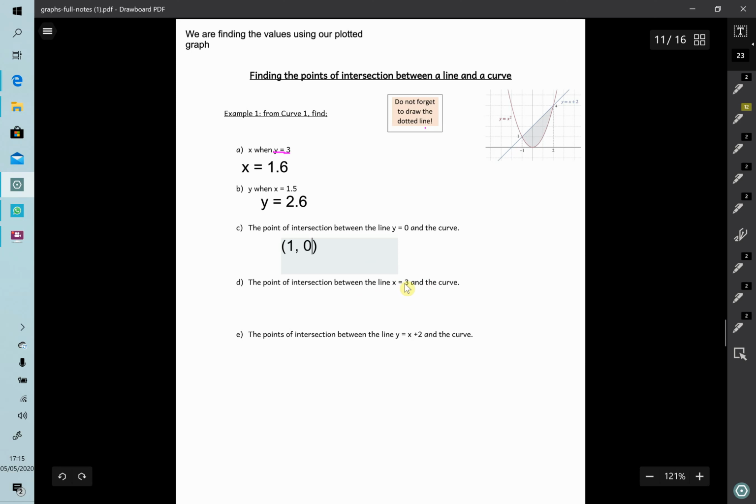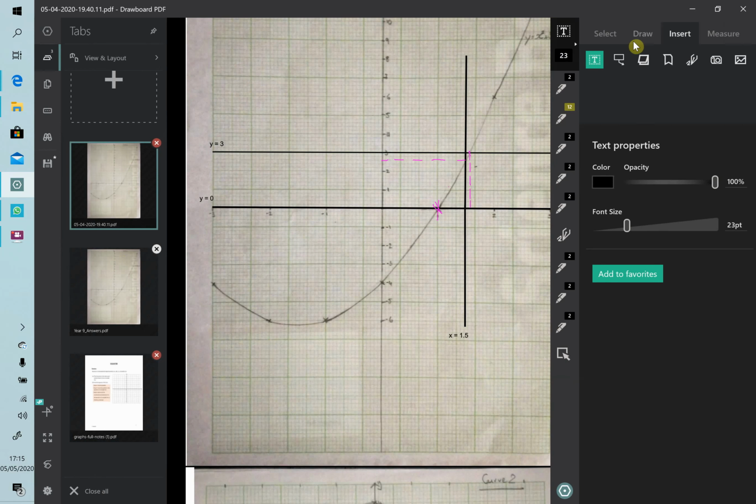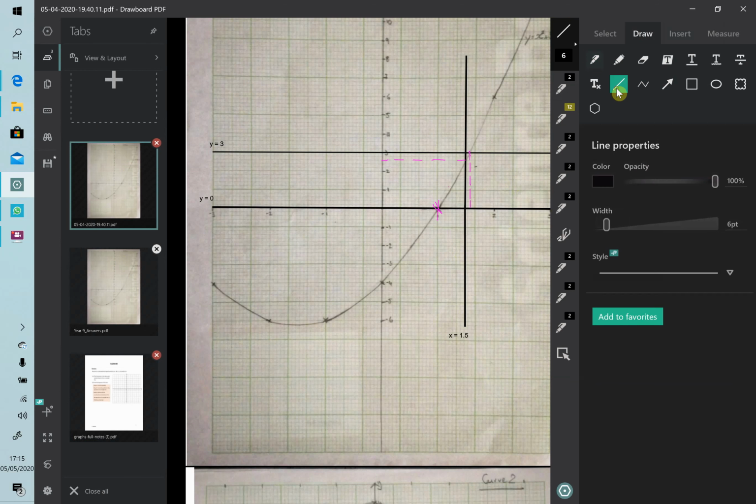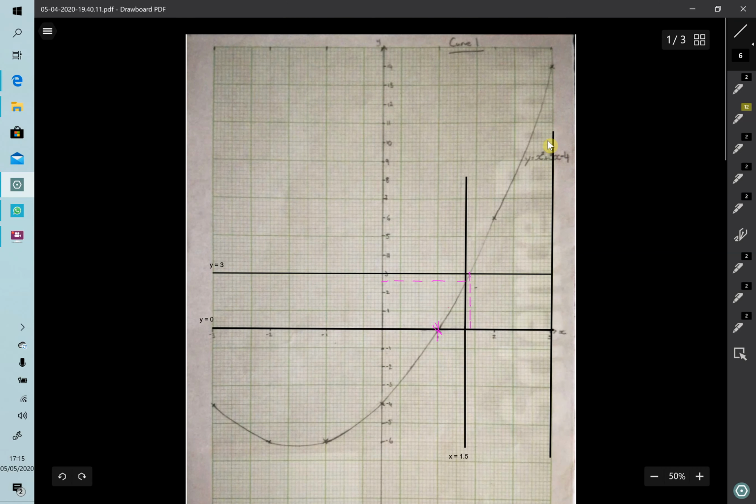And the point of intersection between the line x equals 3 and the curve, I need to draw the line x equals 3 and I need to see where the line x equals 3 and my given curve intersect each other. I go back, I get my line, my pencil and my ruler, all right. X equals 3. Where is the 3 of the x? It's here. My line must pass through it. And I can do it exactly like that.